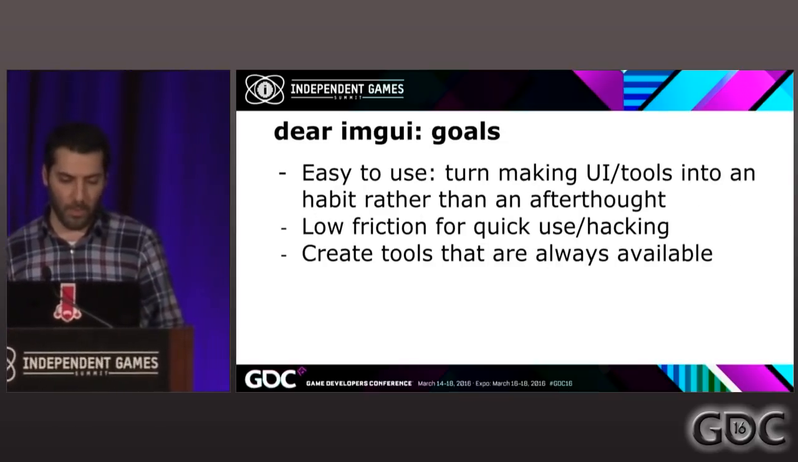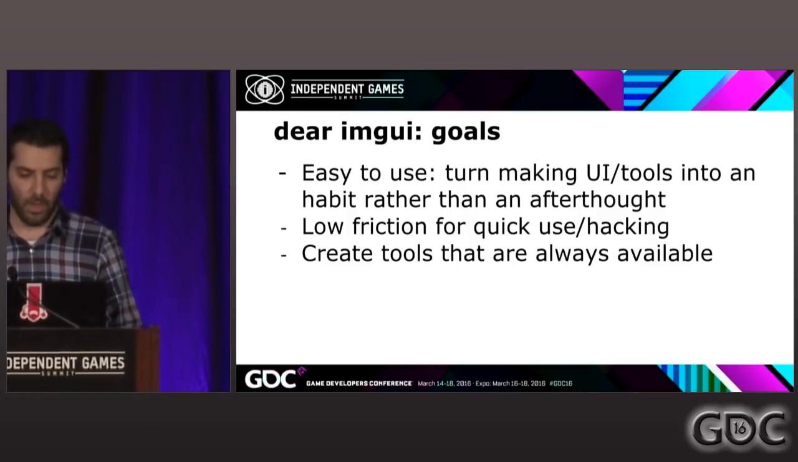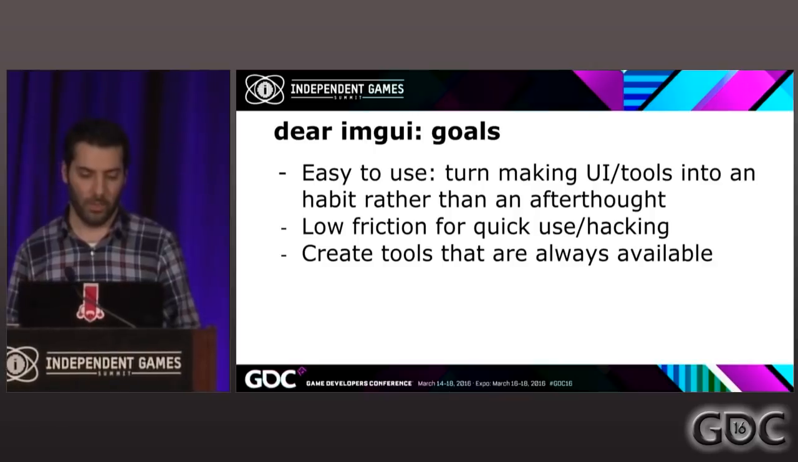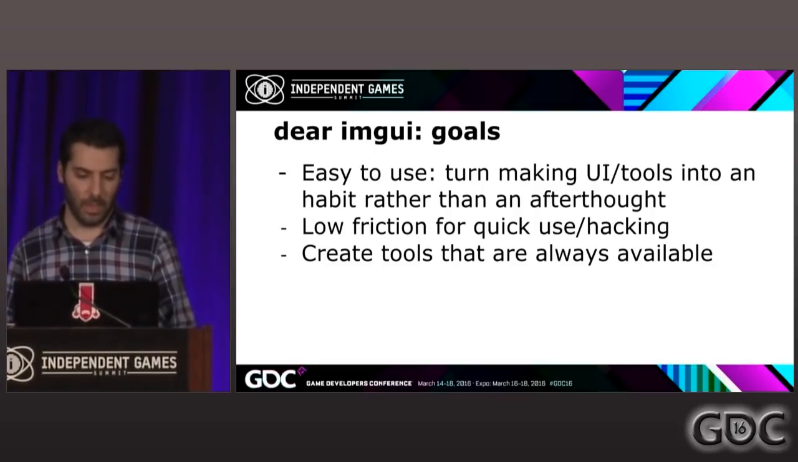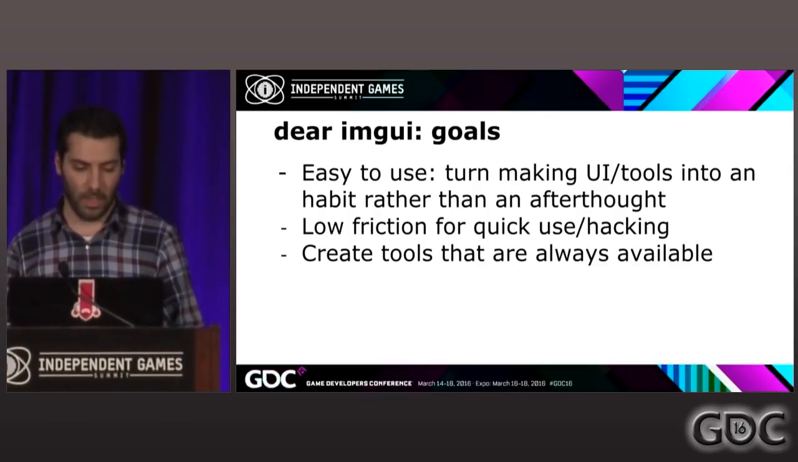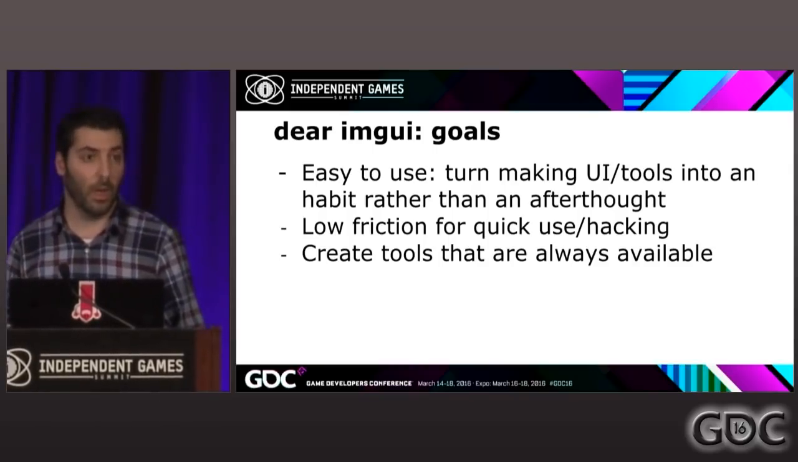So back to the library, the basic idea of DRM GUI is to turn UI and toolmaking into something trivial. We want to make it a habit to build tools naturally, so it's designed to be easy to use. It's low friction. You can start typing code and create new tools immediately. And finally, it's designed to create tools that are always available.